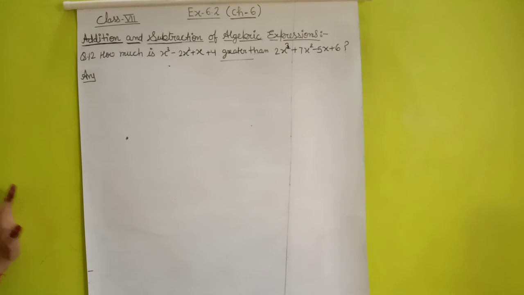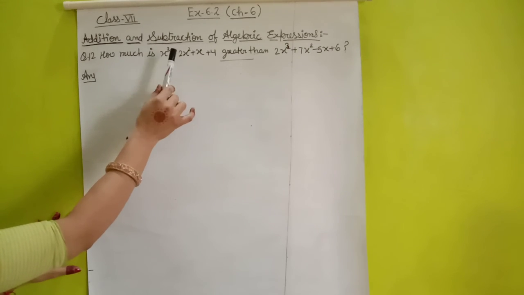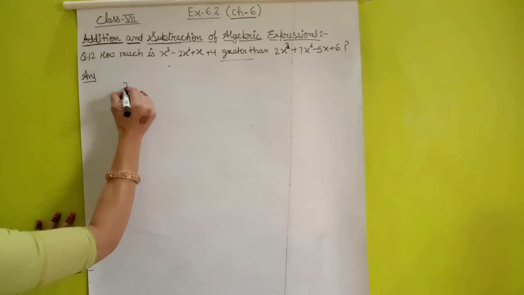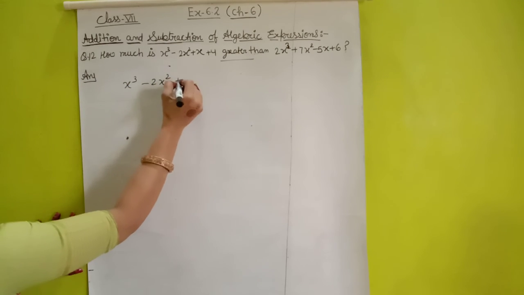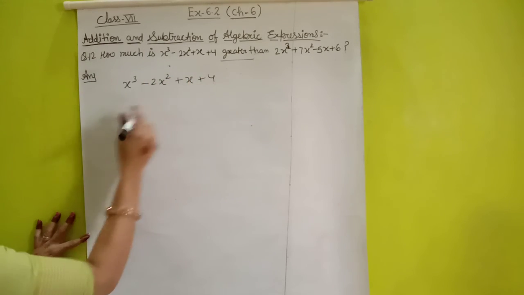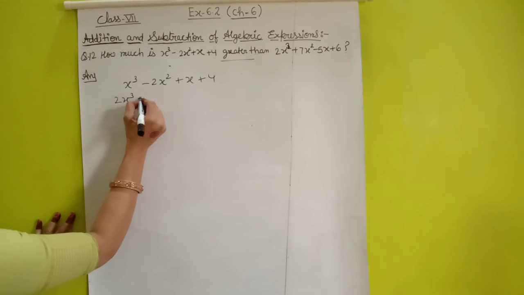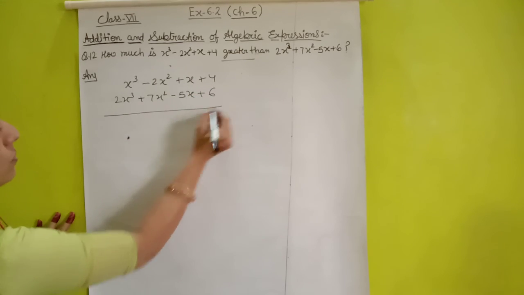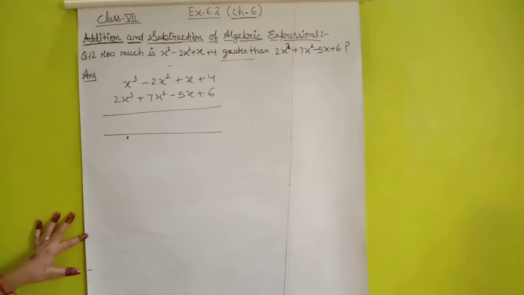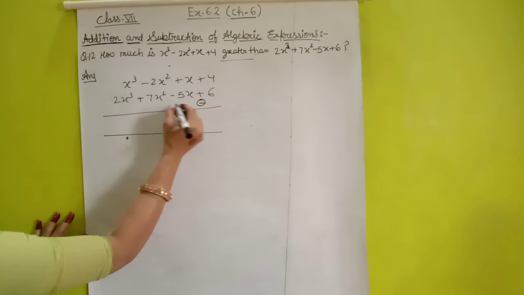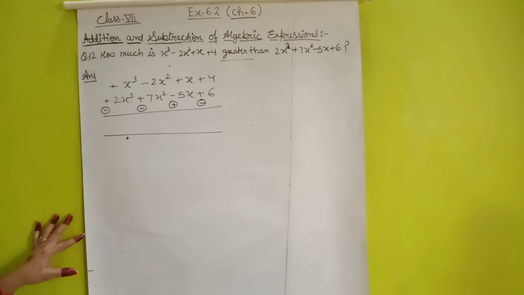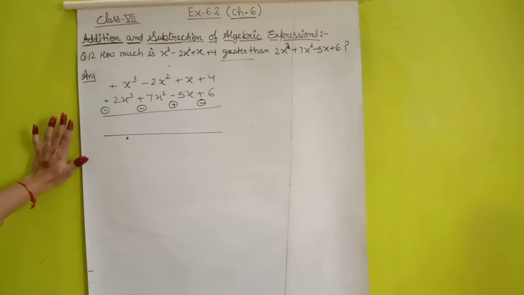And in a comparison, what are we doing? We are to subtract. So how much is this greater than? It means it has a greater value than that one. So this will come upside, x cube minus 2x square plus x plus 4, and that one will come downside, 2x cube plus 7x square minus 5x plus 6, and we are to subtract. And in the subtraction, as you know, we will change the signs. It will be minus, plus, minus, minus, because both have plus signs.